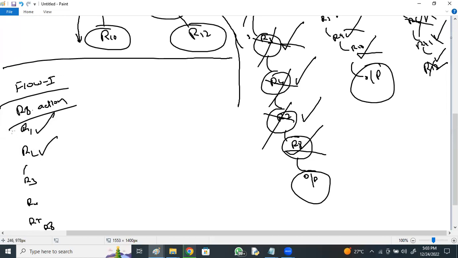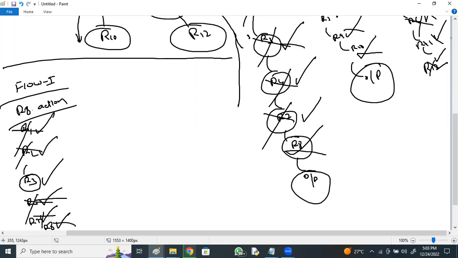When R2 is ready, R1 removed. When R3 is ready, R2 removed. But when R4 is ready, is R3 removed? No, it's not removed. It is persistent, so it won't be removed. It will be available. When R7 is ready, R4 gets removed. When R8 is ready, R7 also removed.